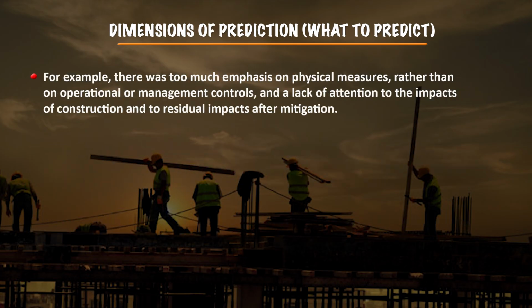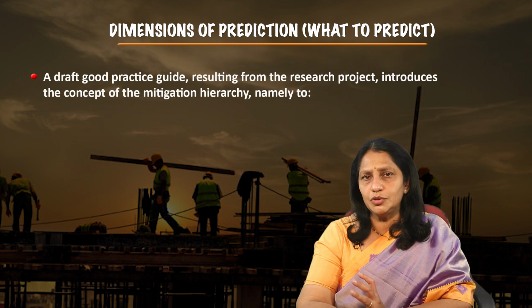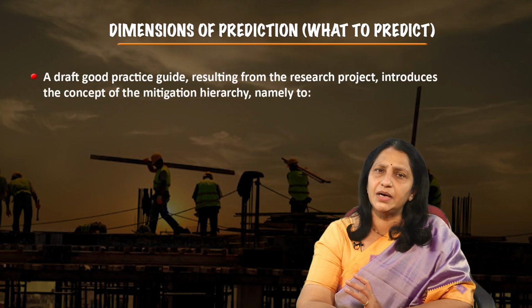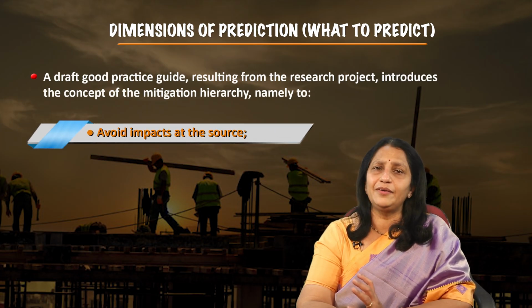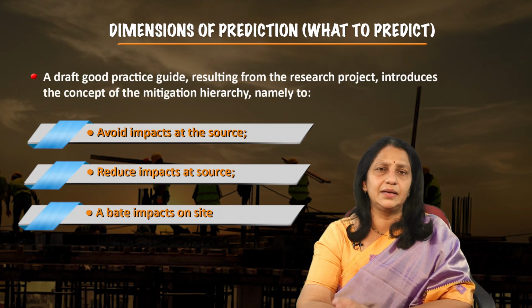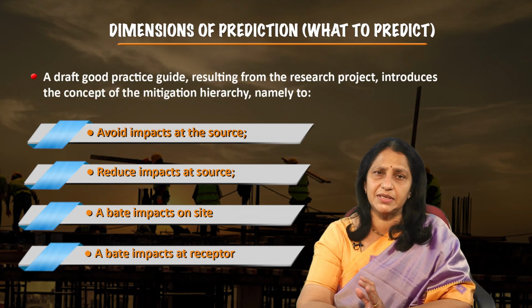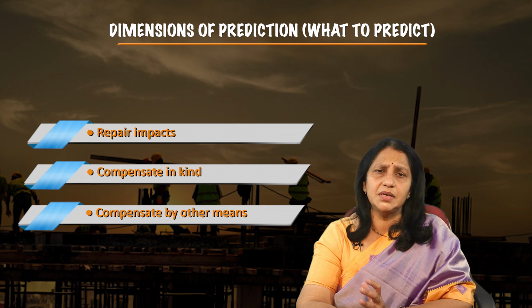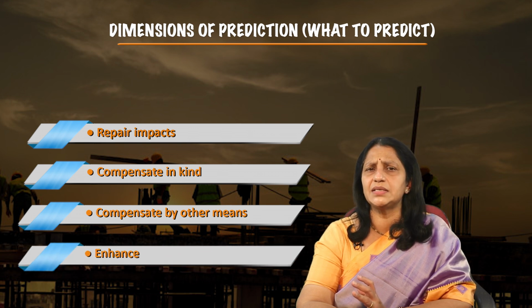There was too much emphasis on physical measures rather than operational or management controls, and also a lack of attention to the impacts of construction and to residual impacts after mitigation. So, I've drafted a good practice guide that results from the research project and introduces the concept of the mitigation hierarchy: avoid impacts at the source, reduce impacts at the source, abate impacts on the site, abate impacts at the receptor site, repair impacts, compensate in kind, compensate by other means, and also enhance. So, these things are there.